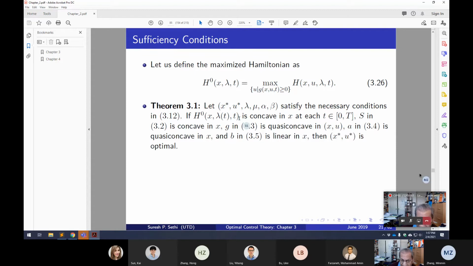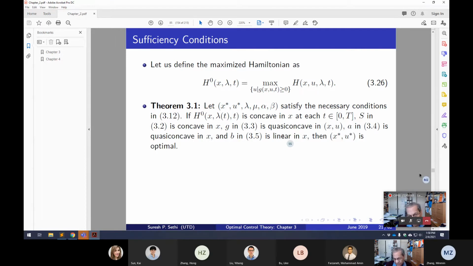If this is concave in x, that's why we defined the concave function, in x and u, concave in x, g is quasi-concave in x and u, and a, which is the strict inequality, is quasi-concave, and b, because it's an equality. An equality can be expressed as two inequalities, one quasi-concave and one quasi-convex. So this has to be linear. Any function that is both concave and convex would have to be linear.